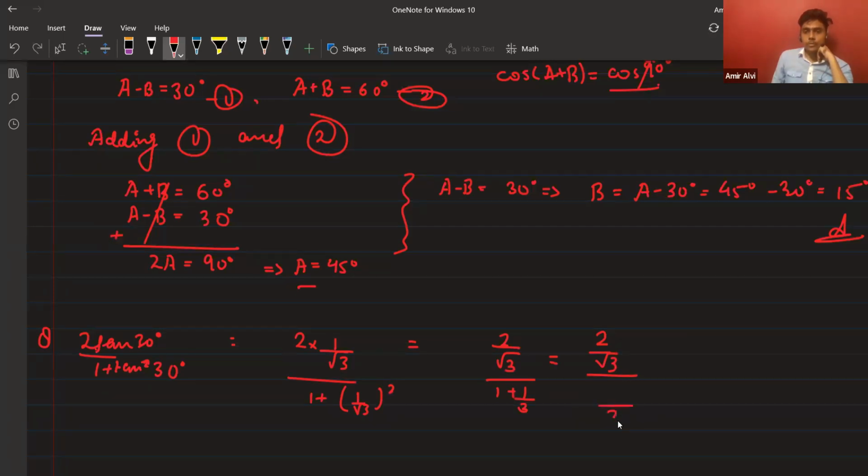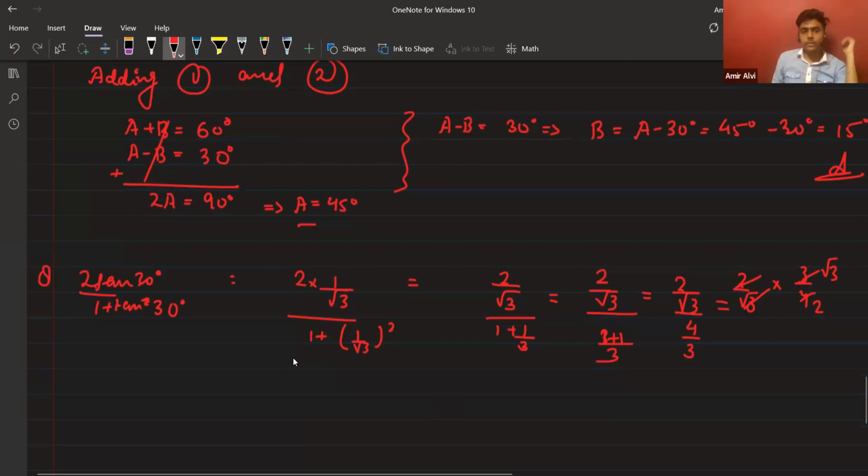So take LCM of 3 here. So 3 plus 1, so 2 root 3 divided by 4 by 3. It will be like this because it's a double division. 3 by 4, yes or no, Adil? Yes, sir. Okay, so 2 will cancel out 4 and root 3 will cancel out 1 square root 3, and 1 square root 3 will be left. So the answer will be 3 by root 3 by 2.